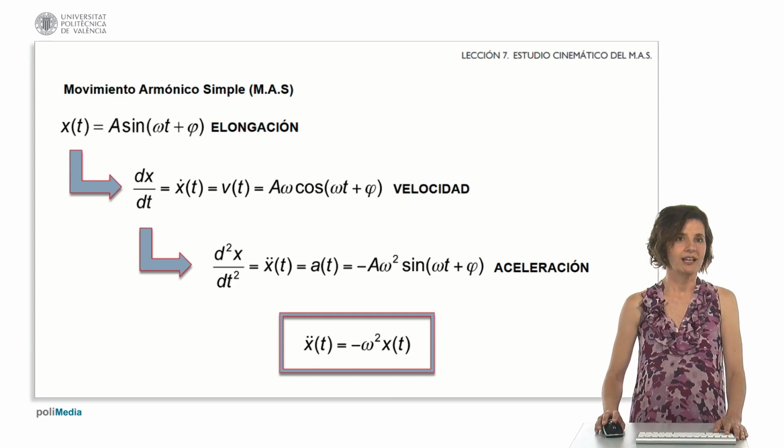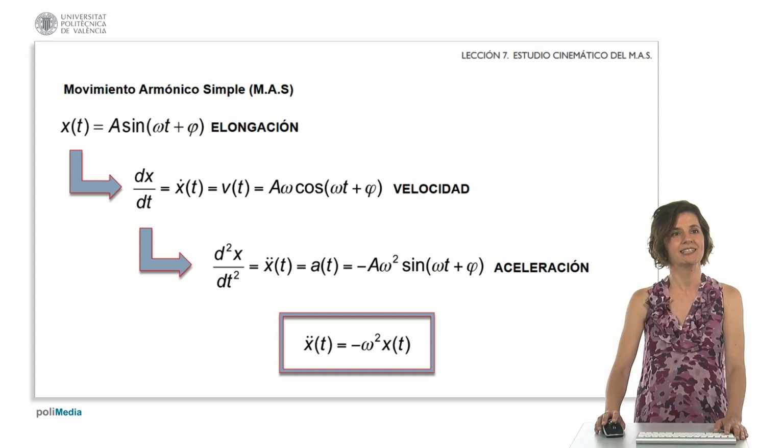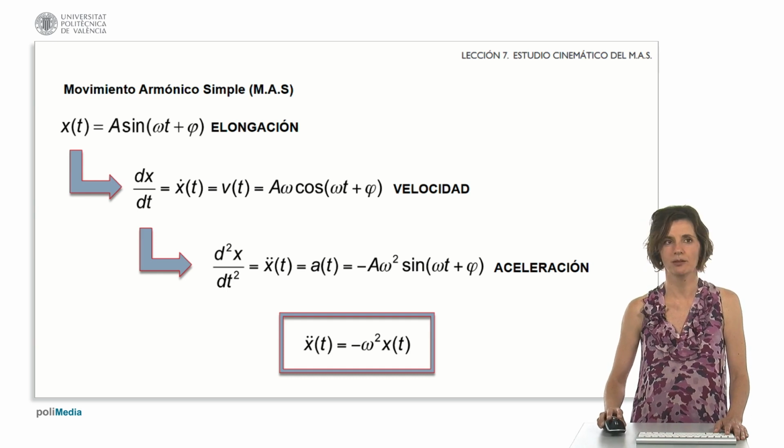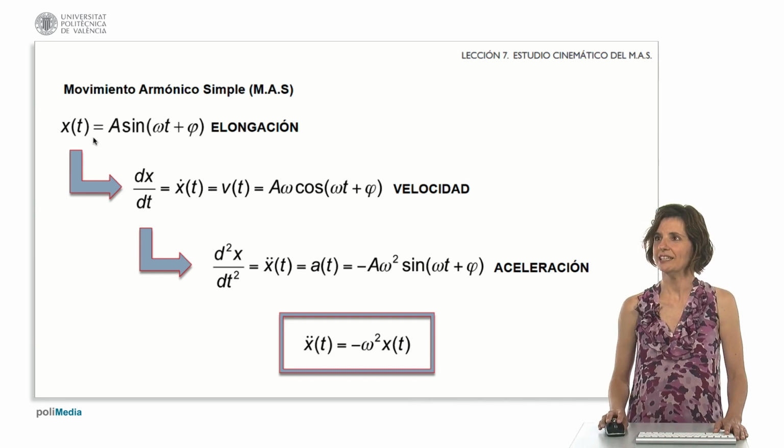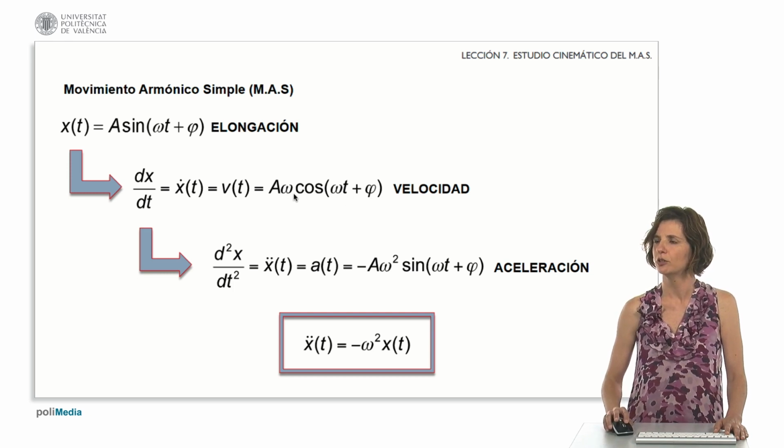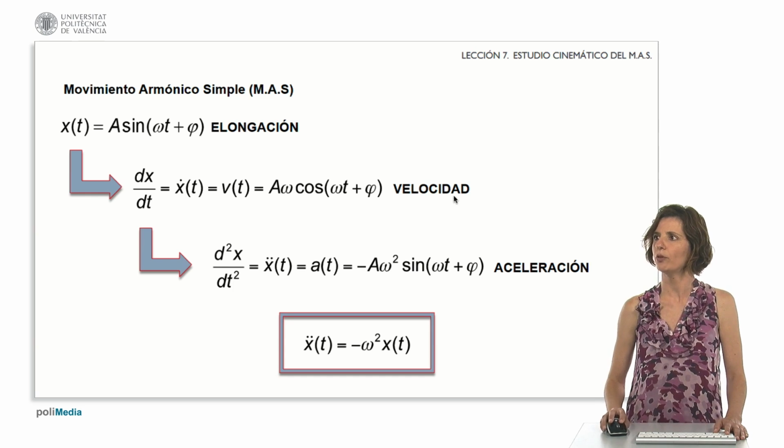As for the velocity and acceleration, to obtain them, you know that we have to derive the elongation with respect to time. If we derive x with respect to time, we obtain the derivative of the A, which is a constant, and the derivative of the sine is the cosine of omega t plus phi. Remember that we then have to multiply by the derivative of the inside with respect to t, which is omega, and that's why we have that omega there. Then the velocity with respect to time is A omega cosine of omega t plus phi.